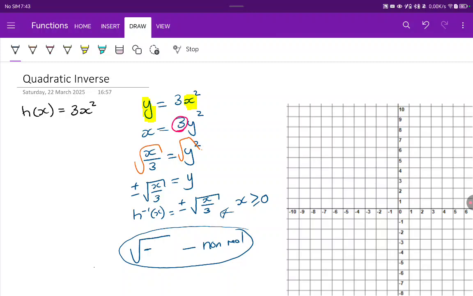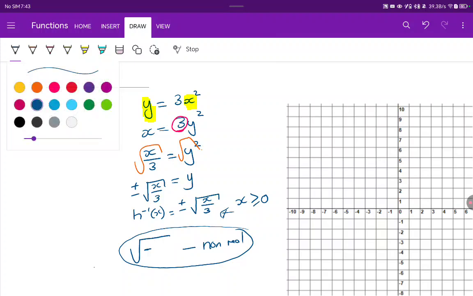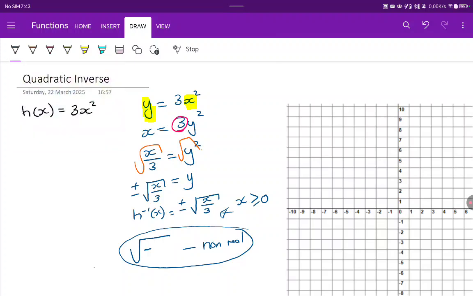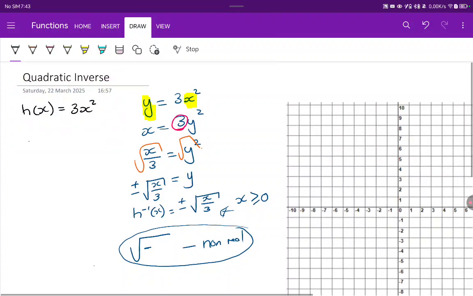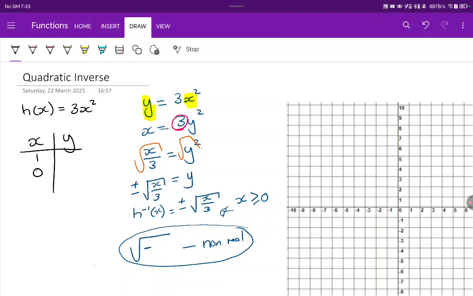Okay, beautiful. Now we've got our two formulas. Let's go ahead and plot them. Now, how do we go about plotting them? I would like you to create a little XY table. And on your XY table, I want you to just use 0, 1, and -1. These will be the values that we use for the h of x.